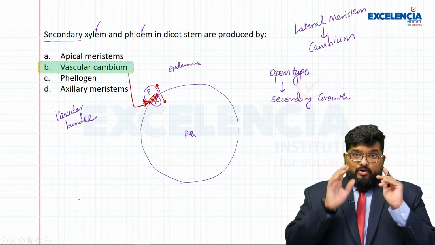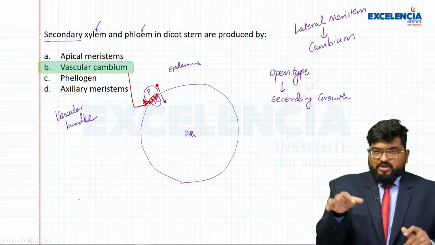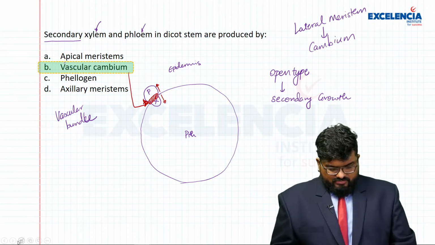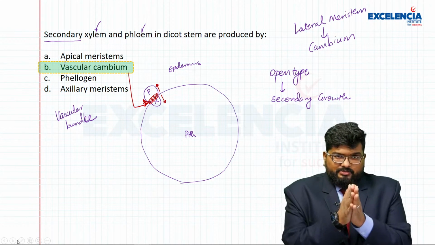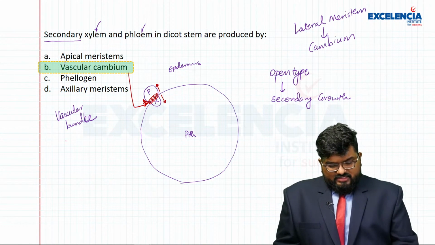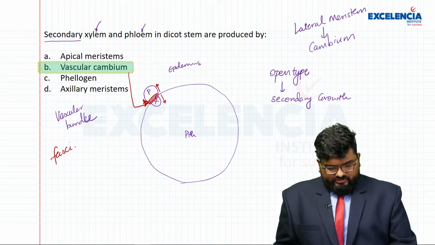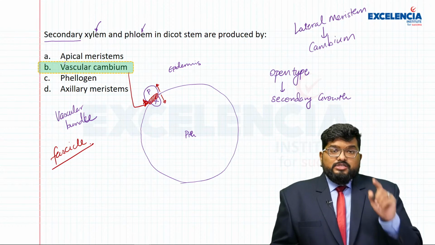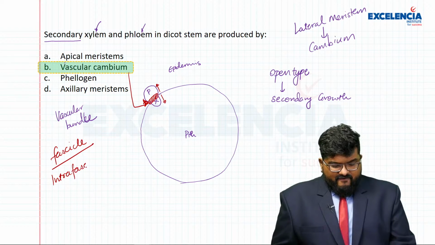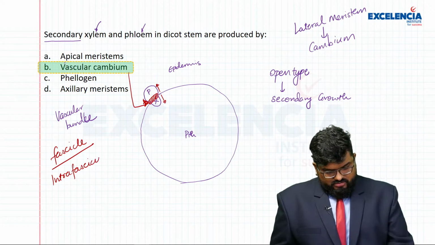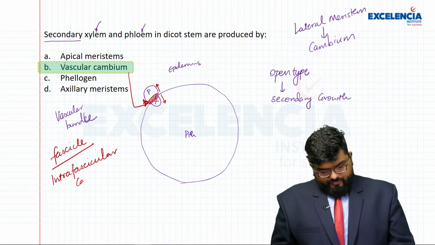So now another term. Please don't get confused if you come across these terms. See, xylem and phloem is a vascular bundle. A bundle is a fascicle. So this cambium is also known as intrafascicular cambium.